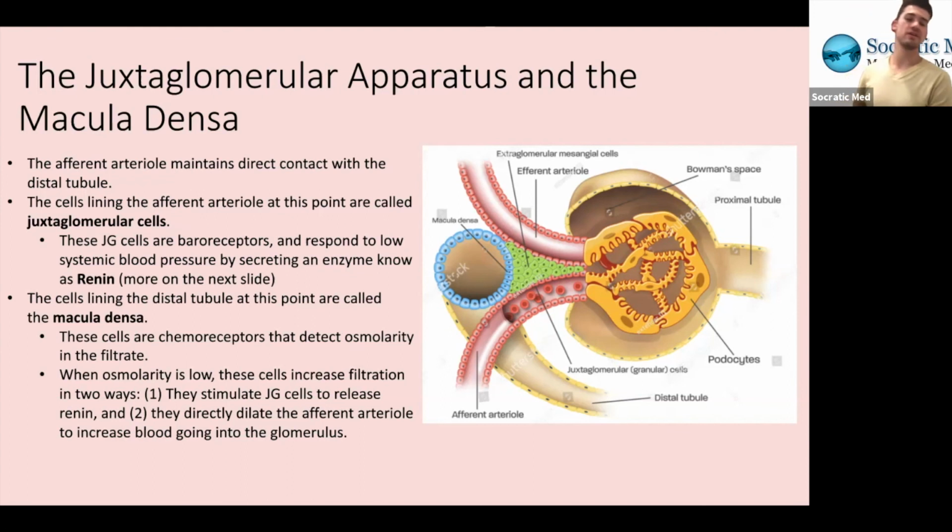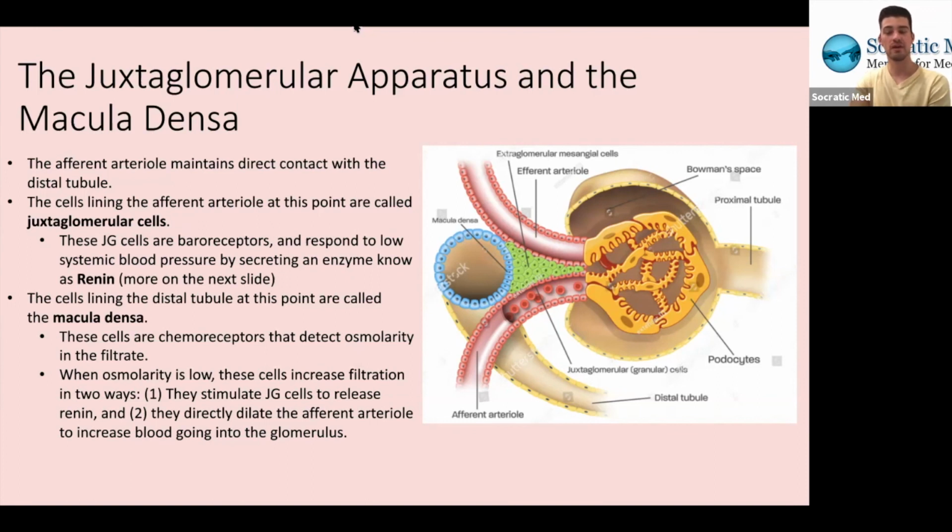Specifically, when the osmolarity is low, the cells increase filtration in two ways. So the first is that they stimulate the JG cells to release renin, as we mentioned above, and we're going to talk about in 15 seconds. And two, they directly dilate the afferent arteriole to increase blood going to the glomerulus.